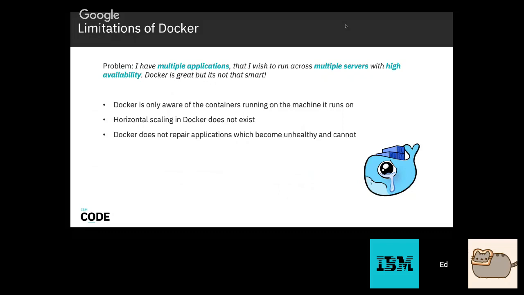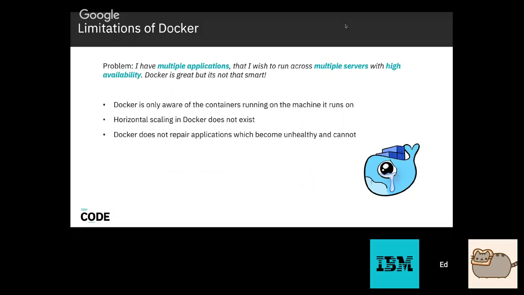So some of the limitations of Docker: Docker is only aware of the containers running on the machine it runs on, right? And that's the biggest one here, is that the Docker engine runs on a single machine, and it has no awareness of the fact that you might have multiple machines with multiple applications running on them. So it's also inherently not aware of its own state, right? So actually, if your machine totally dies, your Docker engine dies with it. So Docker doesn't even know that your containers underneath are now no longer running.